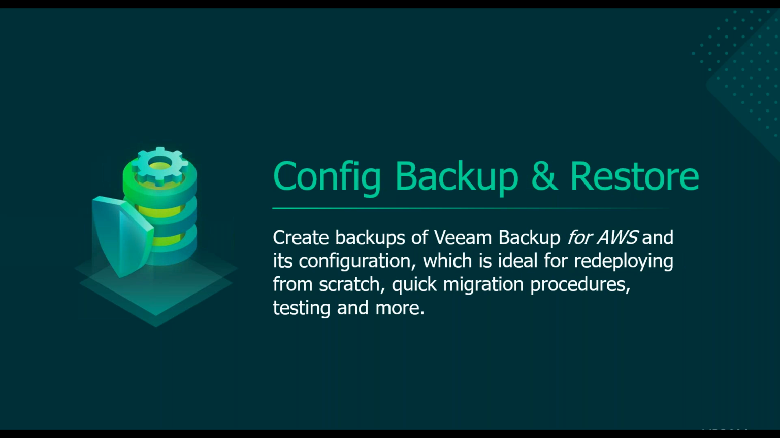Okay, another new thing when it comes to version 5 is the config backup and restore. Previously, we were not able to back up the configuration. So if your Veeam Backup for AWS appliance or the console got corrupted or went missing, you would have to recreate all the jobs and all those policies once again. But with Veeam Backup for AWS version 5, we are able to create a backup of the configuration, which is ideal for redeploying from scratch and also for migration, if you were to migrate somewhere else between AWS, for testing and many more.